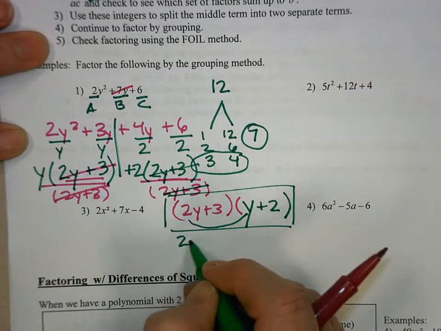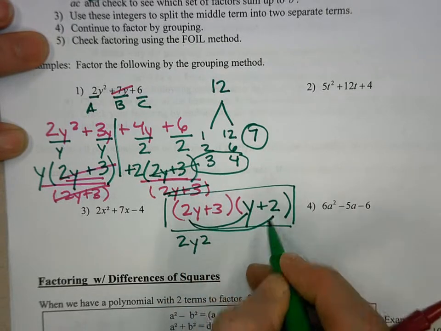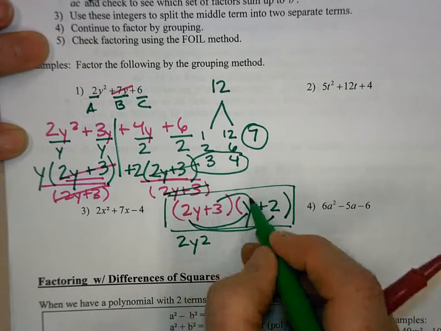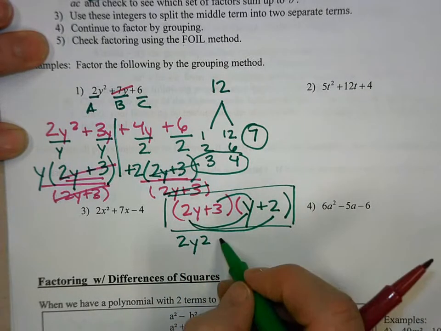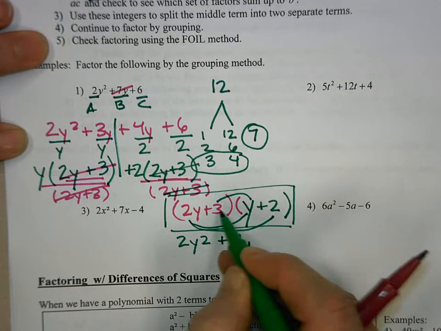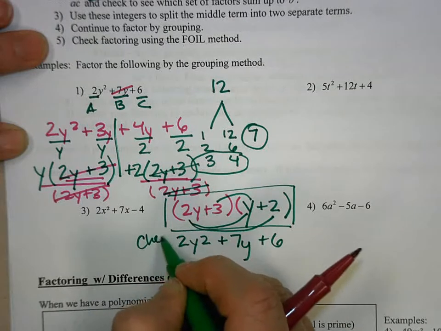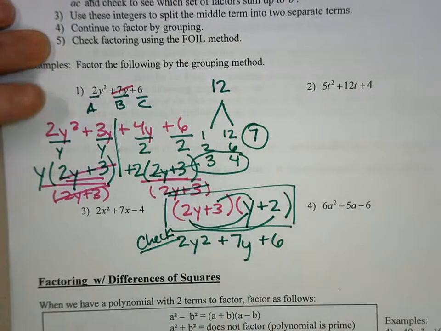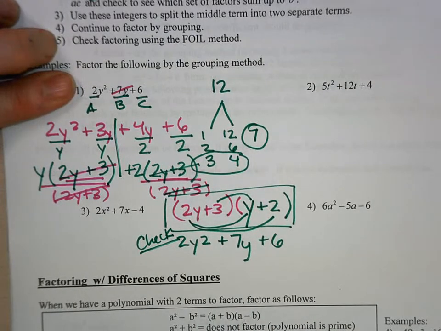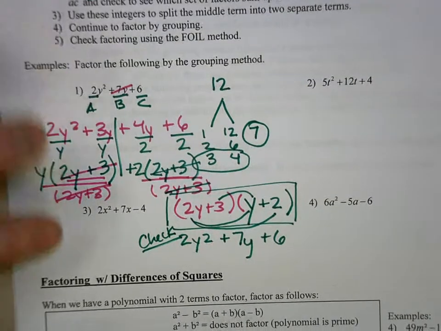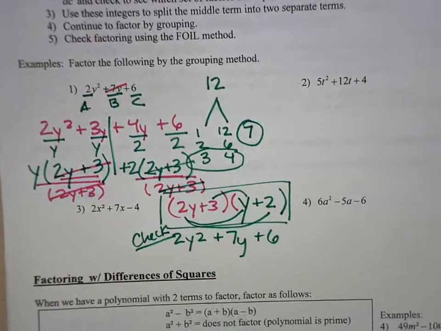First two terms, 2y squared. Outer two terms, 4y. Inner two terms are 3y. I add 4y and 3y, I get 7y. 3 times 2 is 6. This is my check. If I check it, I should get what I started with, and I do. All right, so you've got 3 to practice.